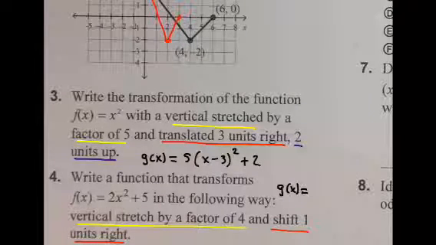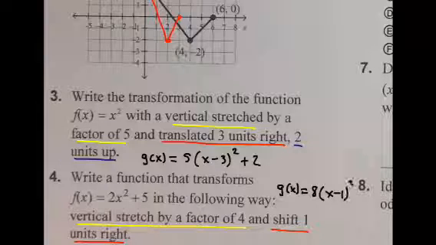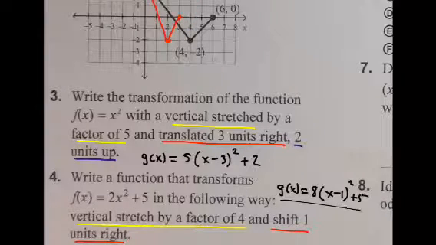So number 4 has a vertical stretch by a factor of 4, so that means a is 4, but there's already a 2 there. So 4 times 2 is 8. And then shifting to the right 1 unit, that just means translating to the right 1 unit. So you're going to put x minus 1 squared, and then there's no shift up or down or translation, so you just put plus 5. So that's the answer right there.